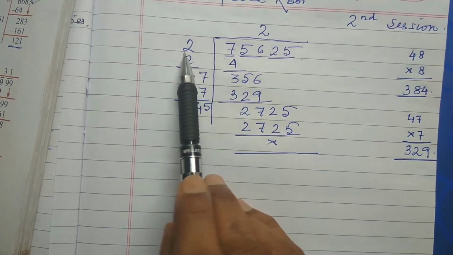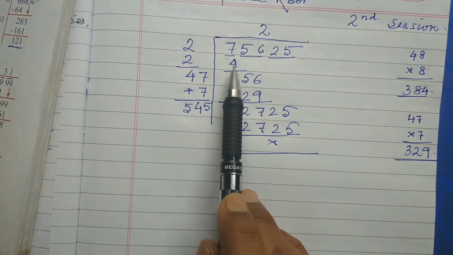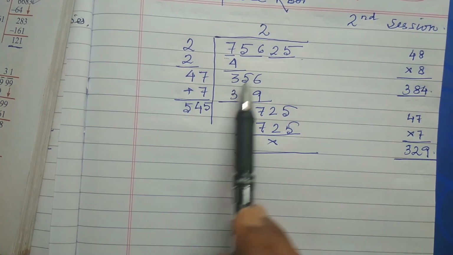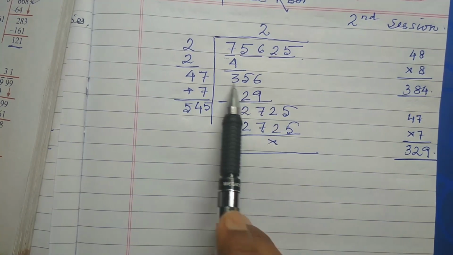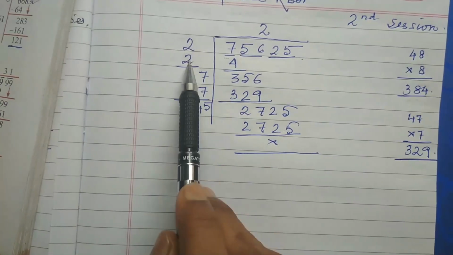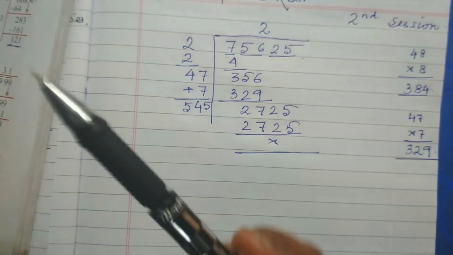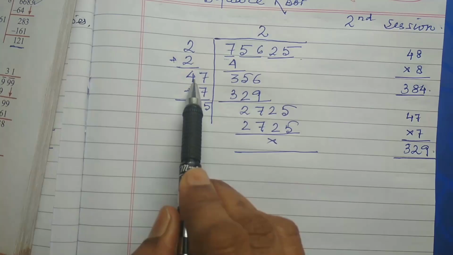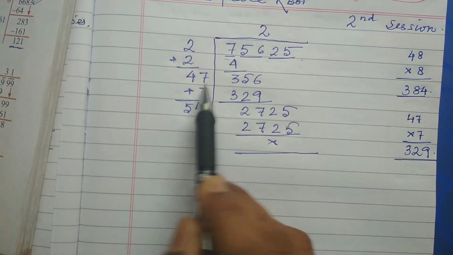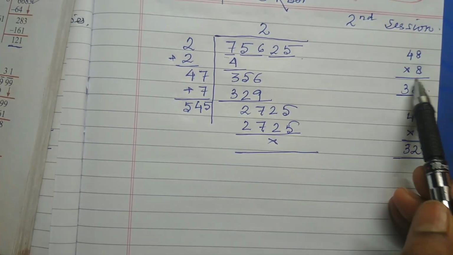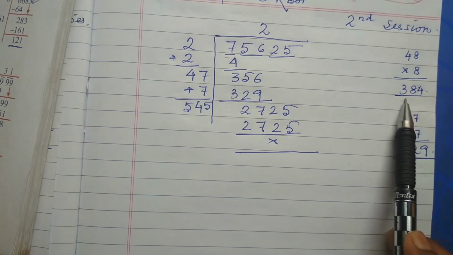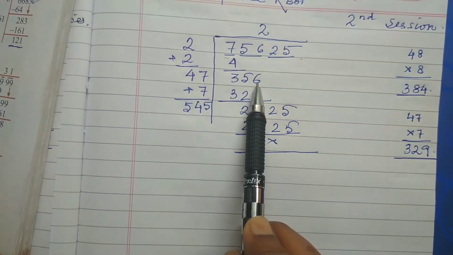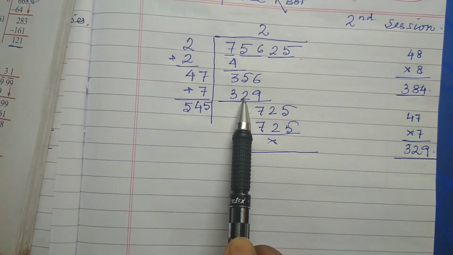So 2 2s are 4. The remainder is 3 here. Then next 56, I'll write it here, and it becomes 356. And 2 plus 2 is 4. Then I'll try with 8. I write 48. 48 multiplied by 8 is 384, but this is more than 356. So I can't write this one here.